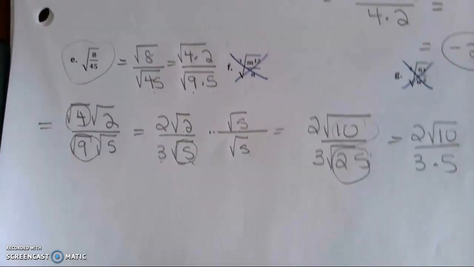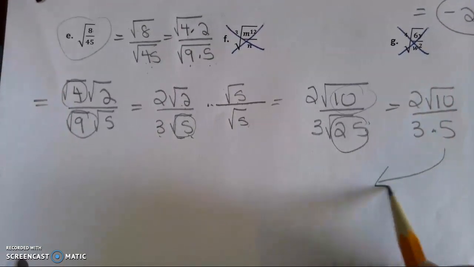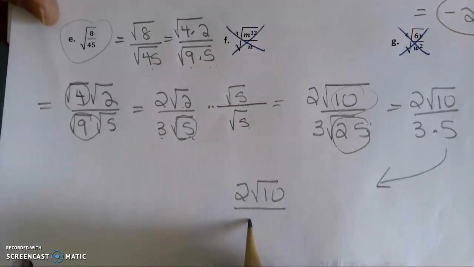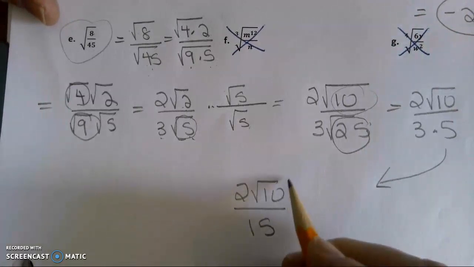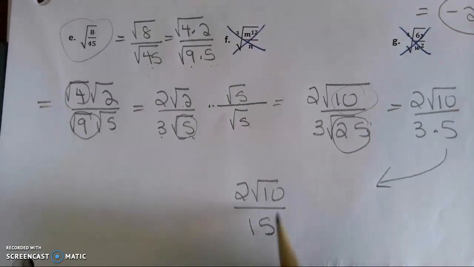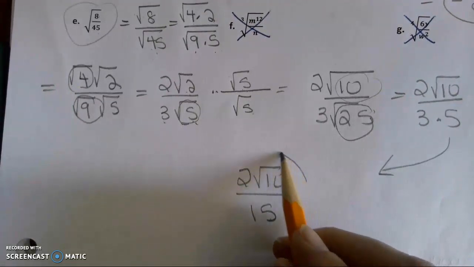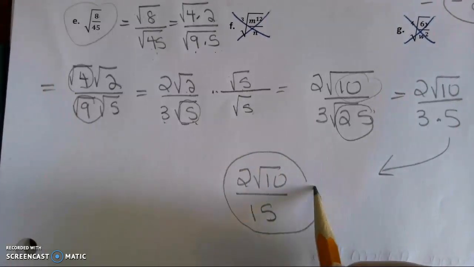I'm almost out of room here, but I'm going to write the final answer down here. So I get 2 times the square root of 10 over 15. Again, I can't cancel these out because this is on the outside of the radical and this is on the inside of the radical. You can only cancel out if they're both outside the radical or both inside the radical. So there's my answer for that one.